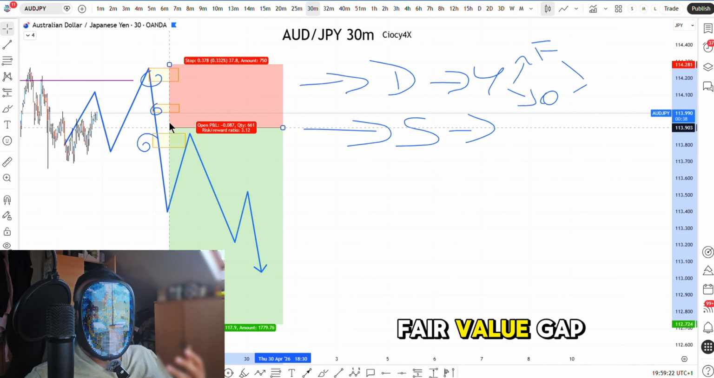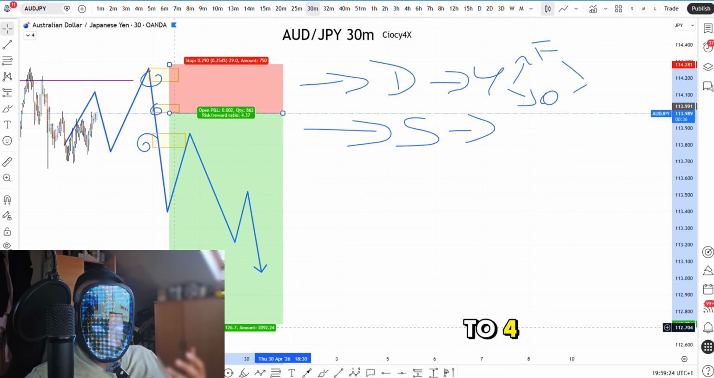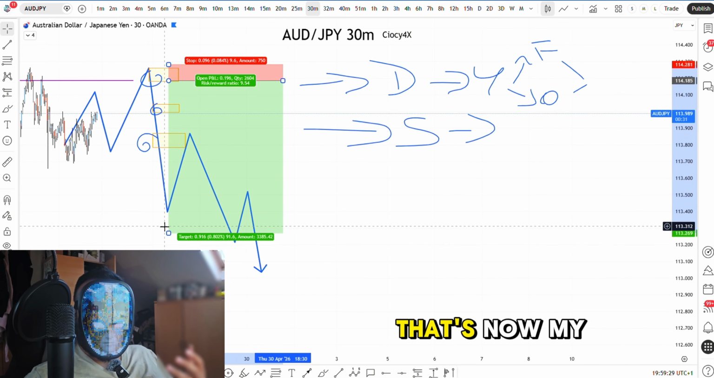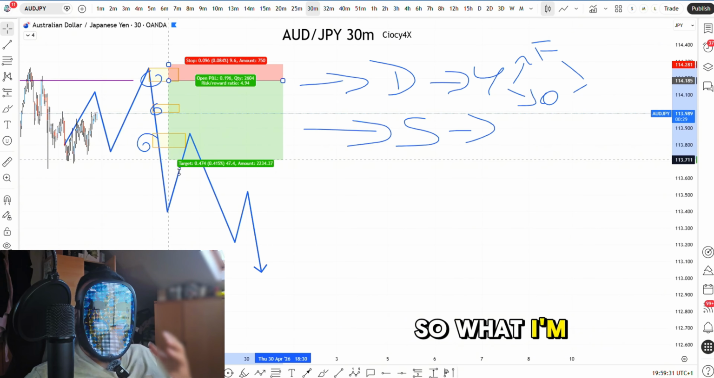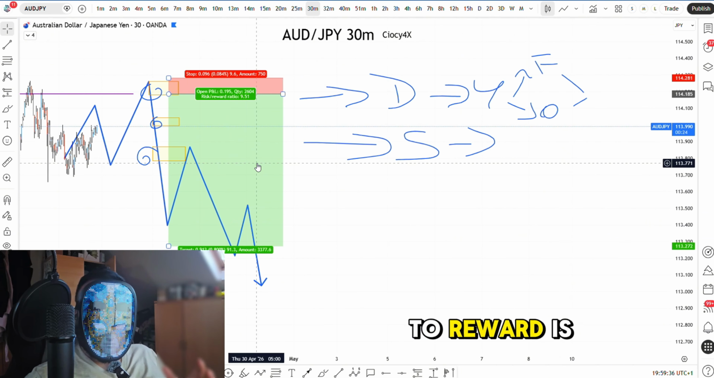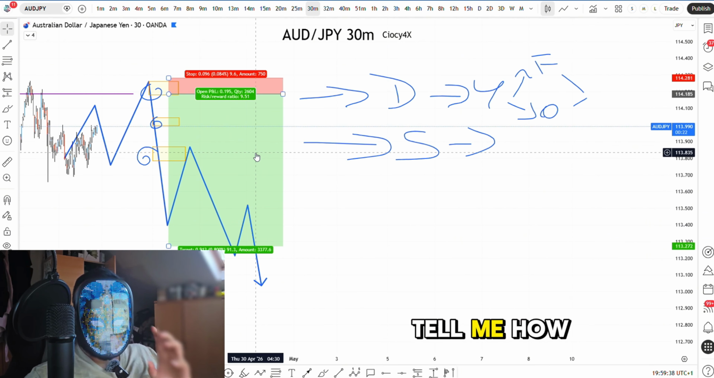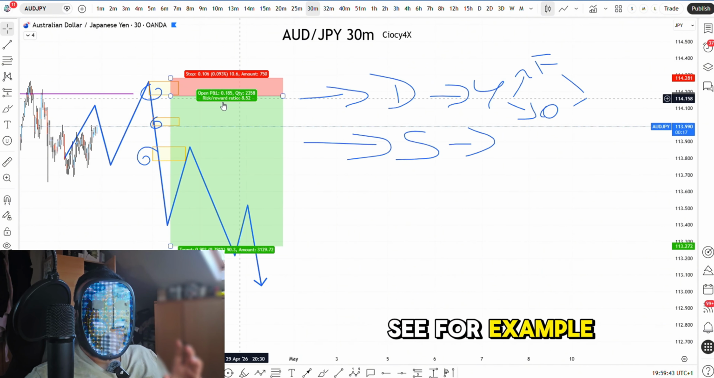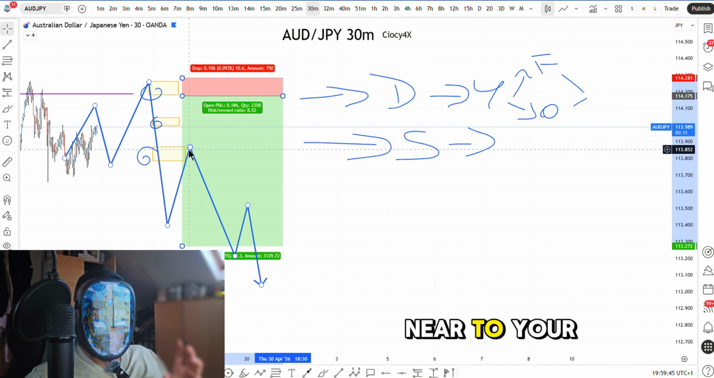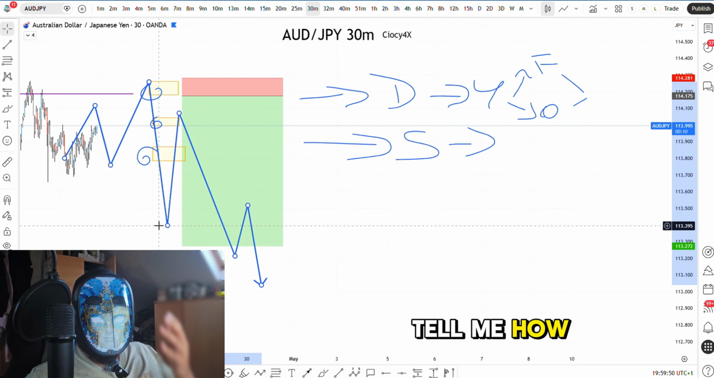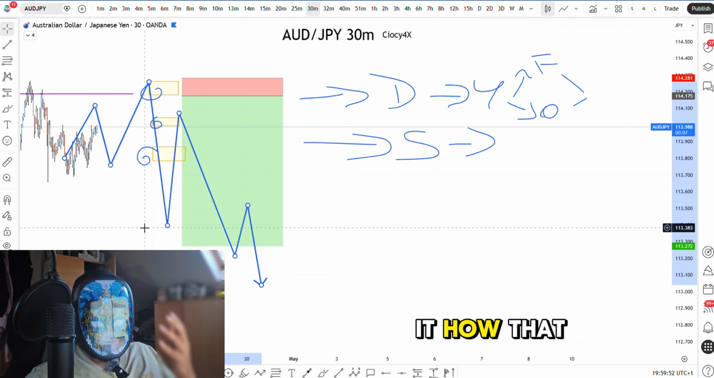Now, say the fair value gap happens over here. Look at this. That's a 1 to 4. So now my 1 to 2 is over here. So if I go to the extreme, now my 1 to 2 happens over here. So what I'm trying to explain is that the biggest issue is not about the risk to reward, it's your psychology. Because tell me, how many times have you refined an extreme POI like this, and then you see, for example, price almost coming near to your entry, like something like this, or something like this, and then it goes away. Tell me, how did you feel at that time?